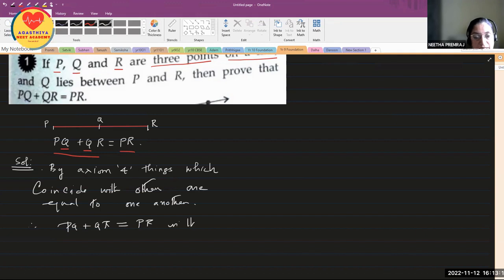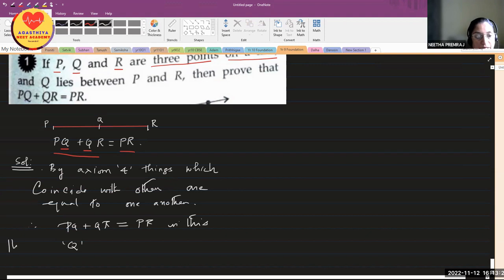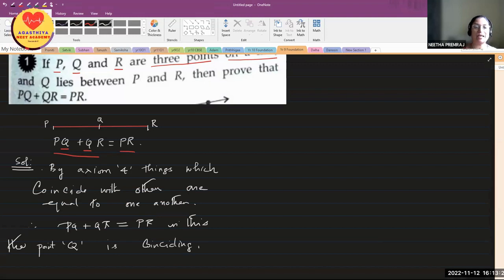In this, the point Q is coinciding. That's it. So this is the way. So there is no calculation, nothing. So you have to memorize all the axioms and postulates. To prove this kind of sums, you have to write the axiom and you have to say the result. So you should know how to prove this kind of sums. Make a note of it.